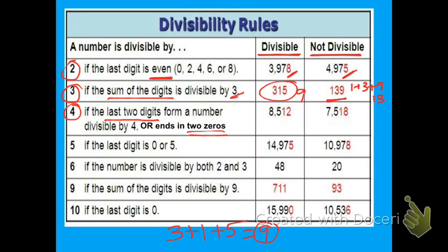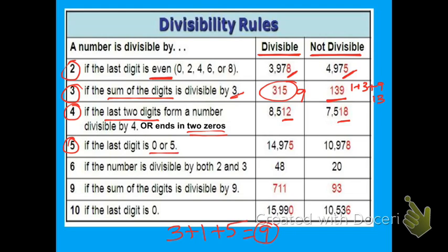But it also divides evenly into numbers like this, 8,512, because the last 2 digits are 1 and 2. That's 12. 4 divides evenly into 12, so 4 divides evenly into 8,512. Yes? Okay. But it doesn't divide into 7,518 because 4 does not divide evenly into 18. Okay? All right.